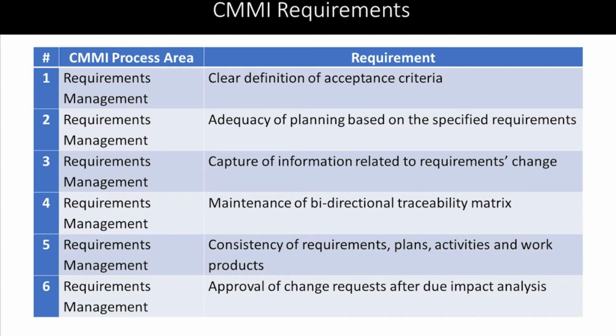Maintenance of a bi-directional traceability matrix. Again, this comes in BABoK as well. So CMMI expects that your system should support bi-directional traceability, consistency of requirements, plans, activities, and work products, and approval of change requests after due impact analysis. This is in fact pretty much what we study in BABoK as well. So look at this. These requirements we did not take from any stakeholder. Rather, we took them from a document published by the CMM Institute, and we are looking at the CMM Institute's document to create requirements for our governance product.